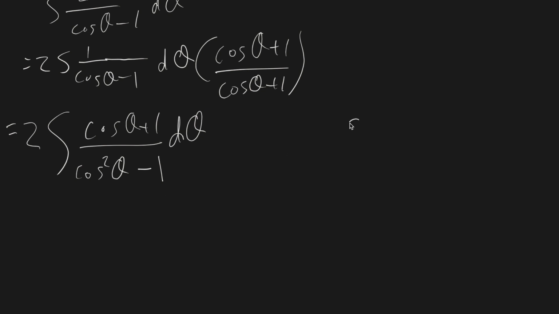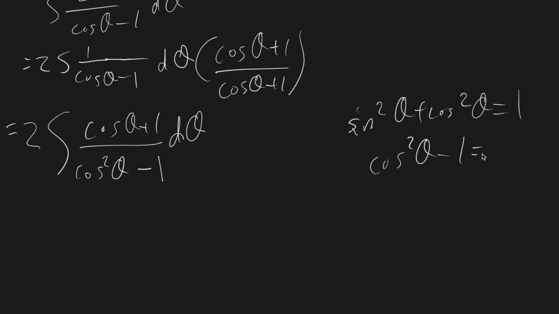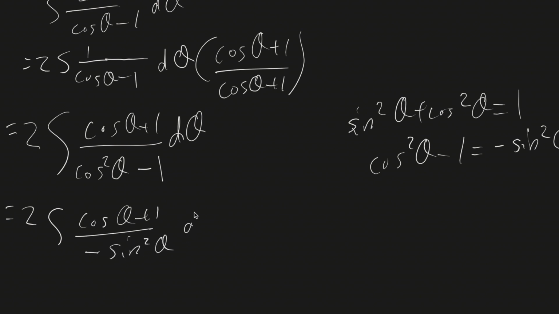So let's write out sine squared theta plus cosine squared theta equals 1. So if we want it to be minus 1, let's move the 1 to this side. Minus 1 equals, and let's move the sine to the other side, making it negative. So it equals negative sine squared theta. All we did was add negative sine squared theta to this side and this side. So this becomes 2 times the integral of cosine theta plus 1 divided by negative sine squared theta d theta.